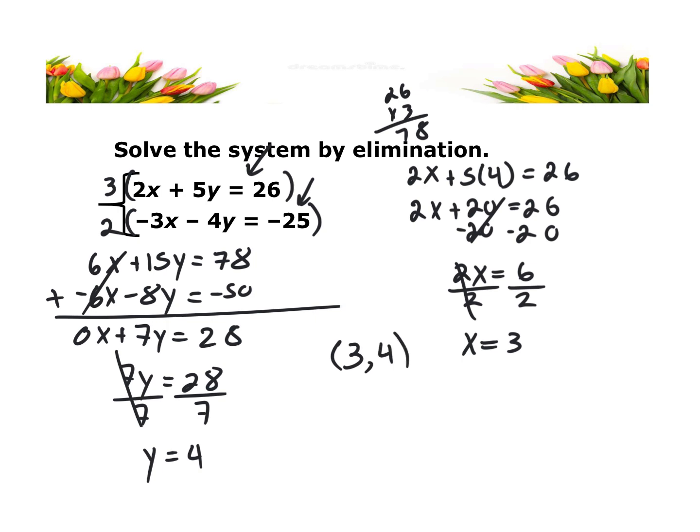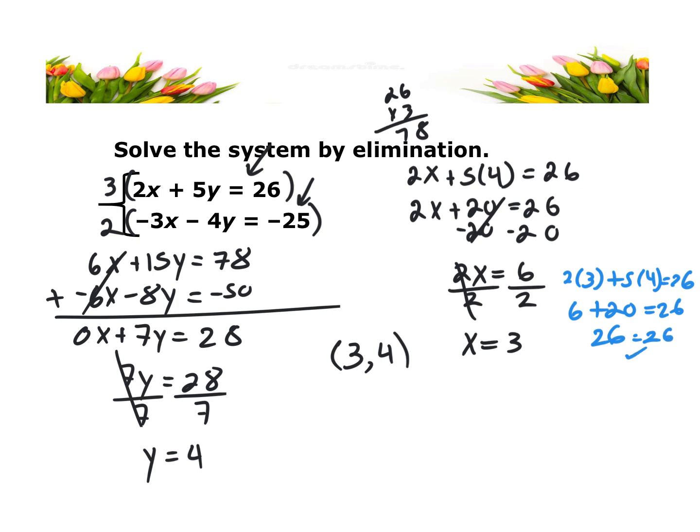Now, usually I haven't been checking them for today, but I want to show you how it would be if you were to check them. So we're going to grab the 3 and the 4 and plug it in. So we're going to be left with 2 times 3 plus 5 times 4 equals 26. So it would be 6 plus 20 equals 26. So we get 26 is equal to 26. So that way we know it works for the first one.